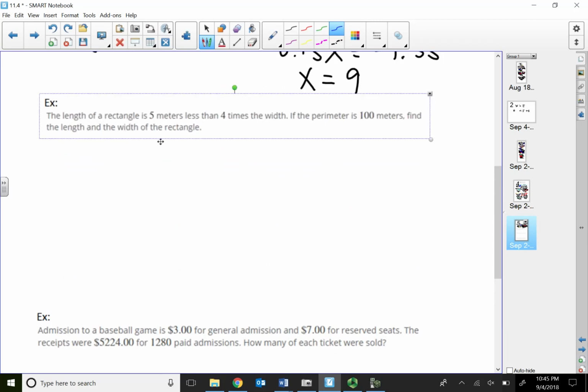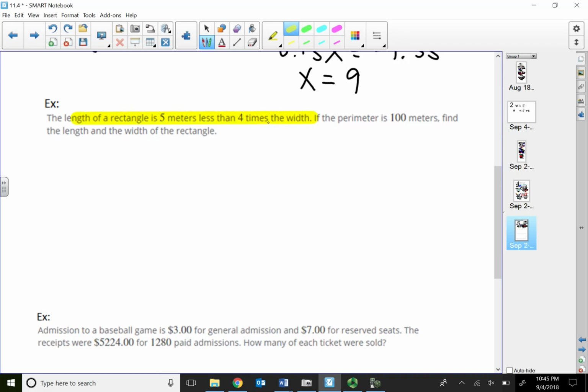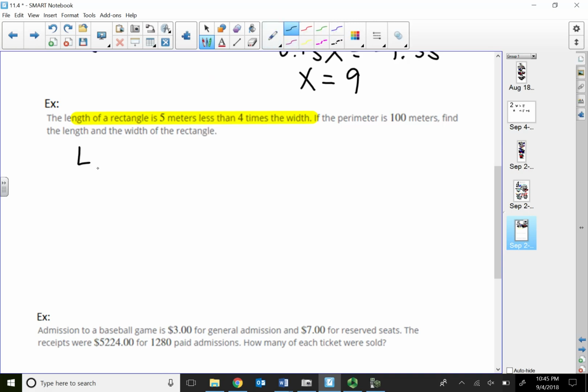I like a problem like this. The length of a rectangle is 5 meters less than 4 times the width. If the perimeter is 100 meters, find the length and the width. For this particular problem, I don't really have to use two variables. I'm just going to use one variable. I'm comparing between length and width. Since I'm comparing two items, the one that is listed at the end of the translating sentence is always going to be x.